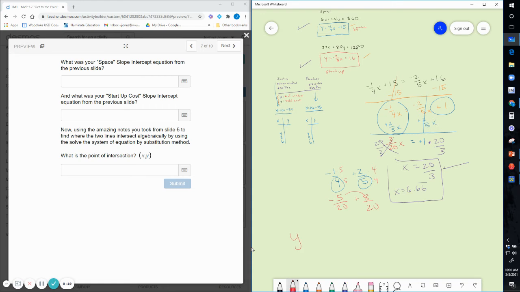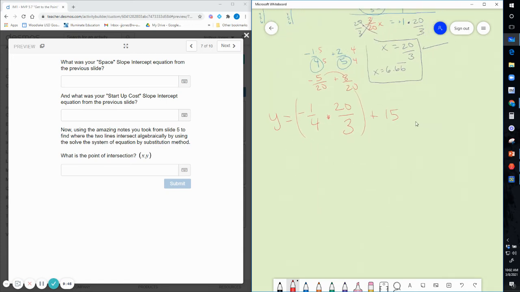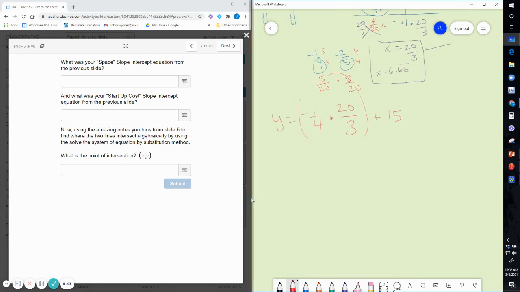Okay, so y equals negative 1/4 times x, which is 20/3. Okay, so we have to do both of these, and then plus 15. Really I should just put parentheses around that one, but it doesn't really matter. Let's erase that. All right, so let's go ahead and just solve this. Now luckily this time we're multiplying, because in multiplying fractions you just multiply straight across. So negative 1 times 20 is negative 20, and 4 times 3 is 12.